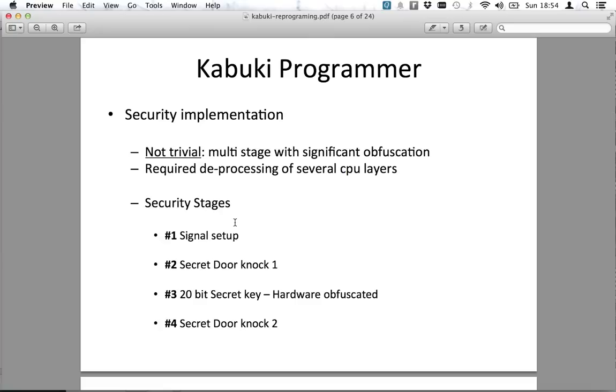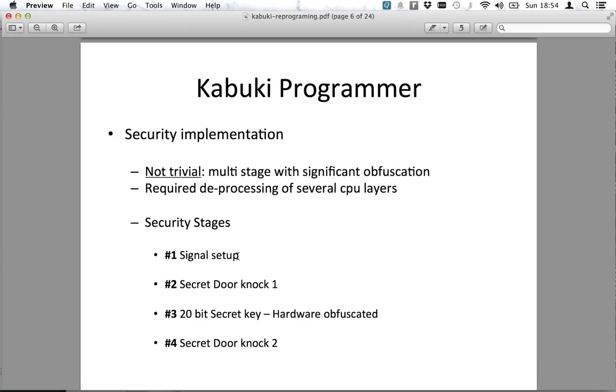The different security stages that are involved in Kabuki, there are four of them that we can name, and they are as follows. We have a setup process, so we need to set up several things in order for Kabuki to start listening to us. I'm talking about the programming section. After that, there's a door knock, the way I define it, which is imagine someone knocking at a door, bum, bum, bum, hey, hello, let me in. So there's a process for that as well. Then there is a 20-bit secret key that is hardware obfuscated, and this is probably the trickiest part of it, something we're going to pay attention to in a few minutes, so you see the real deal and exactly how they did this, which is something remarkable, I would say.